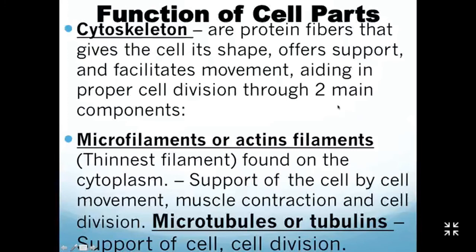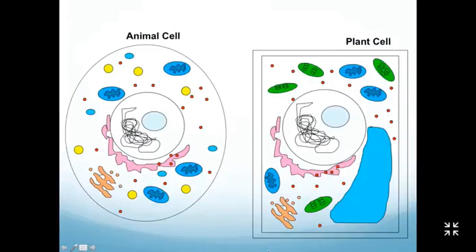It has two main components. The first one is the microfilaments, or what we call the actin filaments, and the other one is the microtubules, or what we call the tubulins. So again, they have the same function. They support the cell, give the cell its shape, and help form cell divisions as well. To show you the difference between an animal cell and a plant cell.